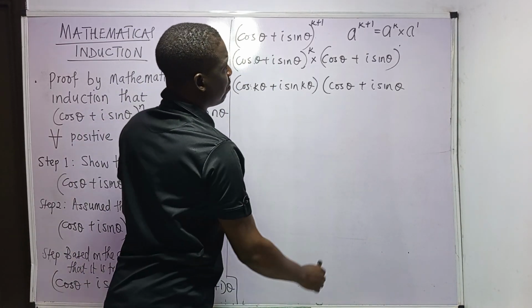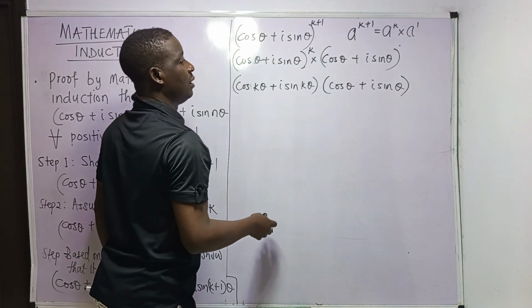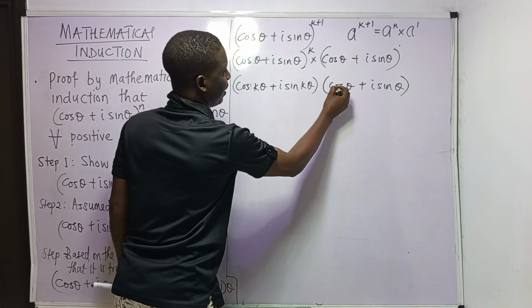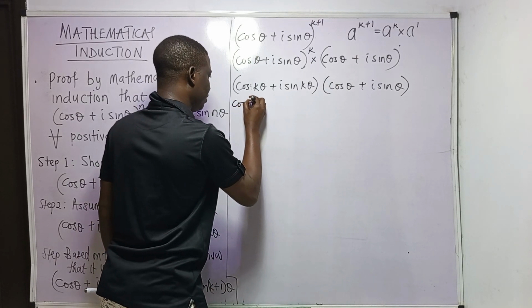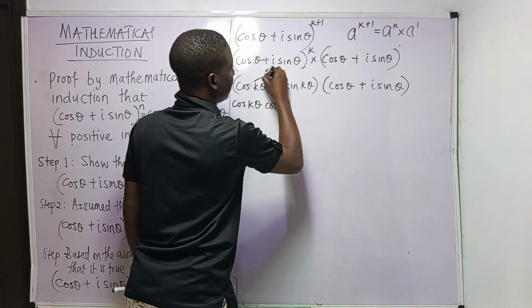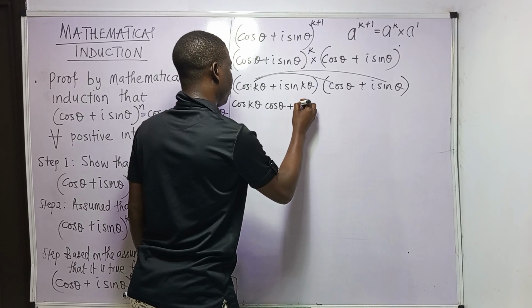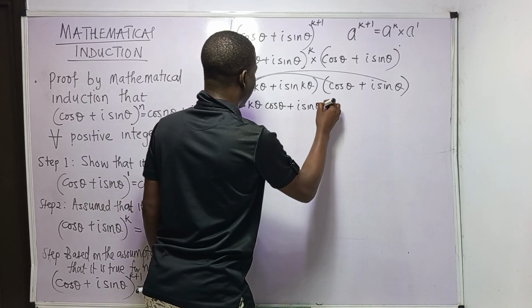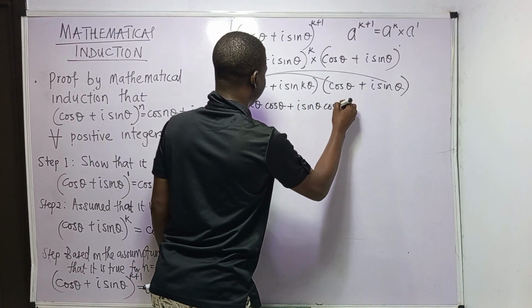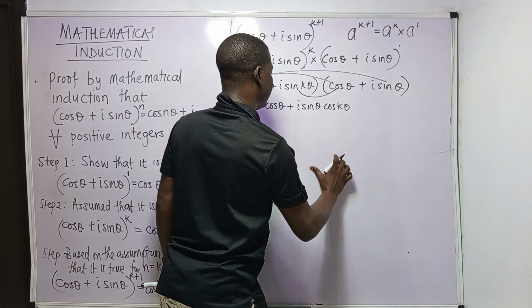Now let us use a mathematical concept that we all understand by opening a bracket. This multiplied by this, we are going to have cos k theta cos theta. This multiplied by this again, we want to have plus i sin theta cos k theta. Then this one multiplied by this, we're going to have what?